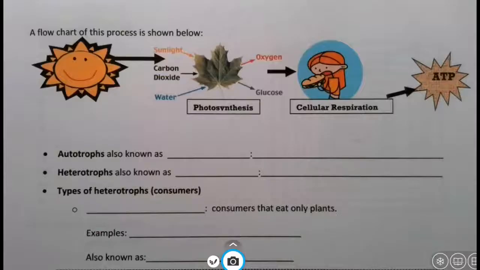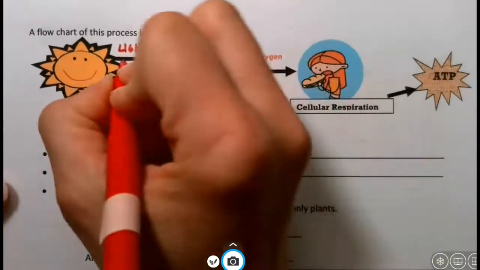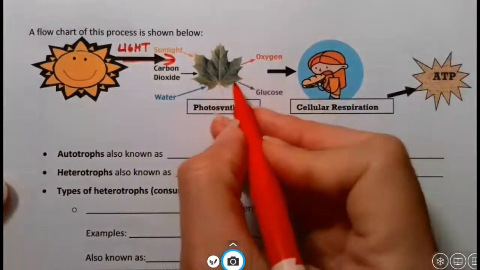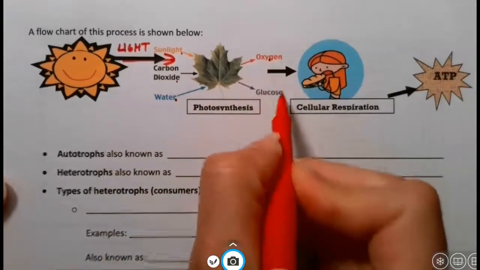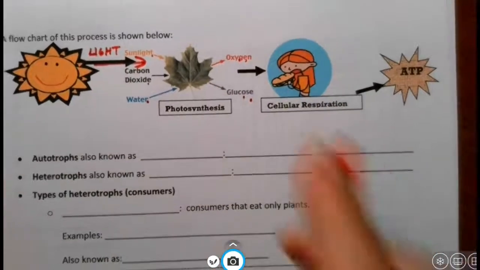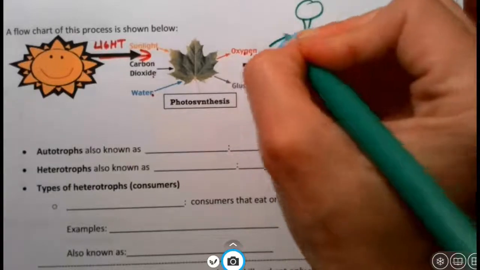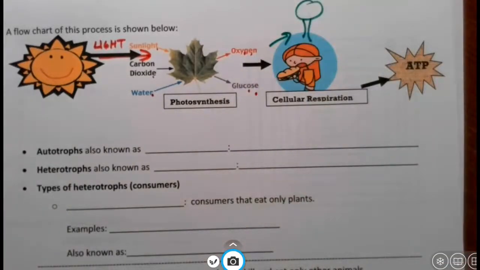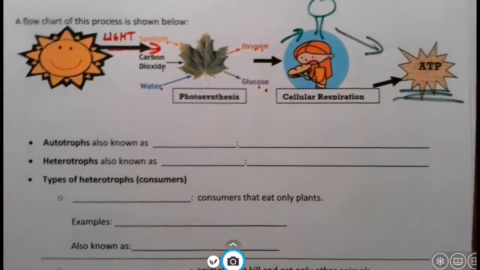So here's a flow chart of this process. The light energy hits plants and algae. The plants and algae take sunlight, carbon dioxide, and water and turn it into oxygen and glucose. Oxygen and glucose then go into animals, but also into plants. And plants and animals both do respiration to produce ATP, which is our usable energy.